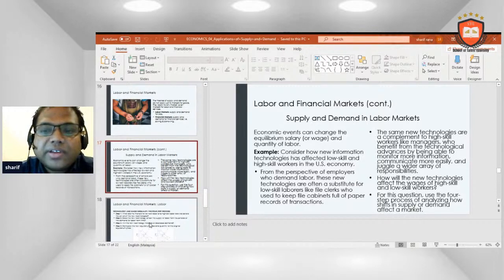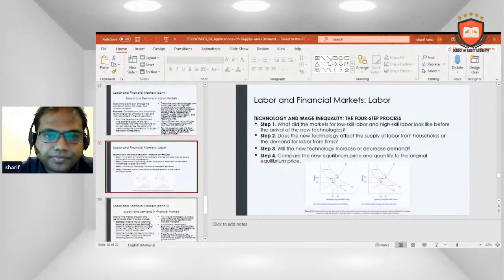How will the new technology affect the wages of high-skill and low-skill workers? For this question, use the four-step process of analyzing how shifts in supply or demand affect a market. Technology and wage inequality, the four-step process. Step one, what did the market for low-skill labor and high-skill labor look like before the arrival of the new technologies? Step two, does the new technology affect the supply of labor from households or the demand for labor from firms? Step three, will the new technology increase or decrease demand? Compare the new equilibrium price and quantity to the original equilibrium price and quantity.